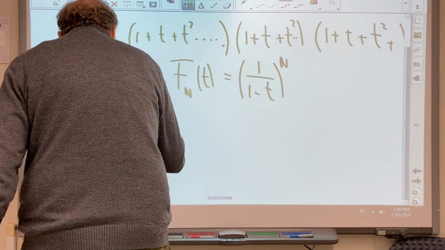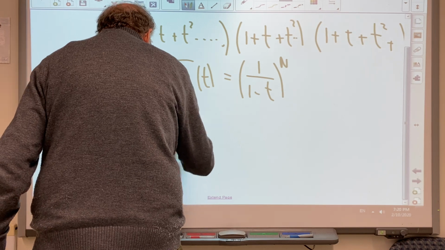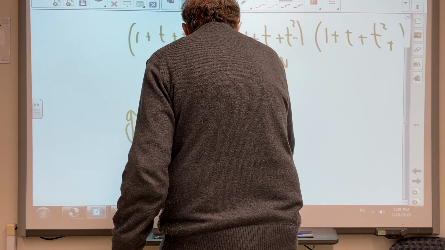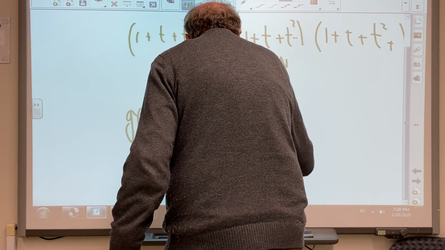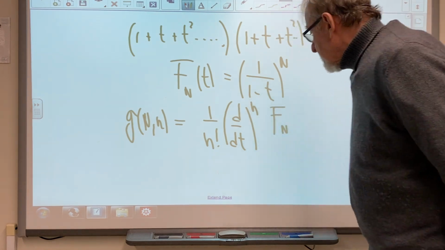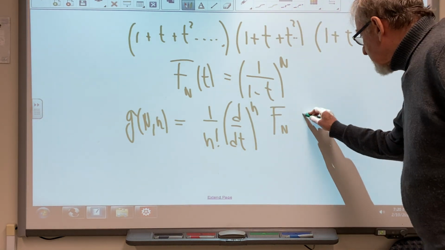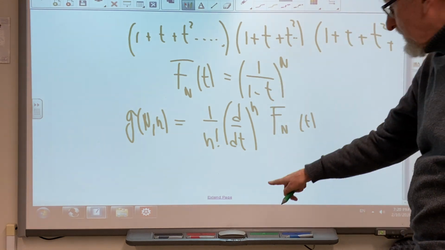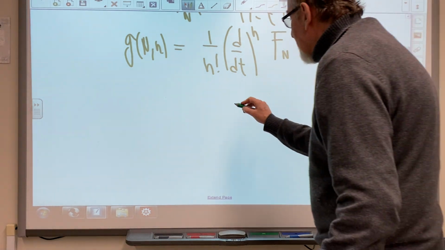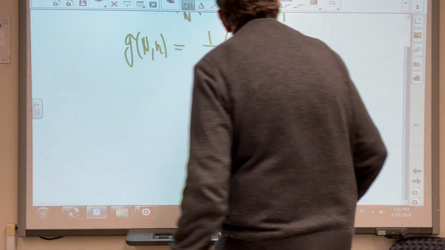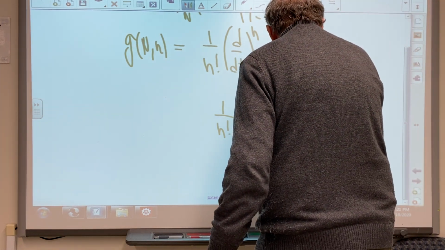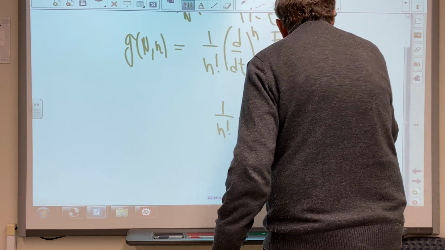Remember, g of n, which was my problem, was dividing by little n factorial and taking little n derivatives of the function f sub n. So that's what I have to do. And the function f sub n, now I know it explicitly. So what happens when I take little n derivatives? Well, I am taking derivatives of the function 1 over 1 minus t to the power n.